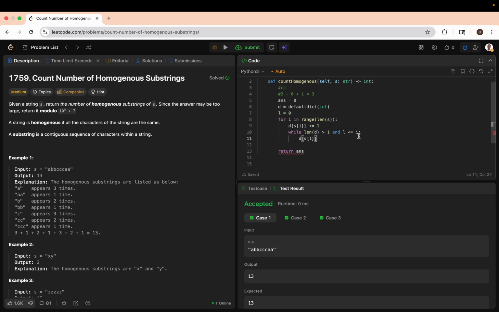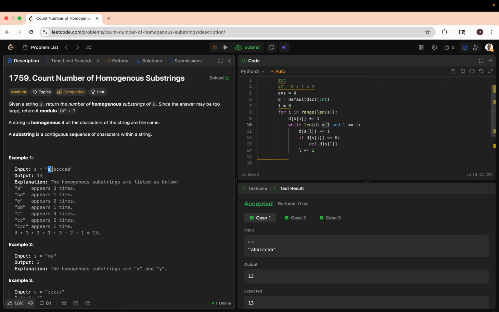So d of s of left minus equals 1. If d of s of left is equal to 0, then just delete it because the 0 frequency doesn't belong as a key in the map, and then increment left. And we're just going to keep shrinking. We're going to keep shrinking so there's duplicates until there are no duplicates, and then take the number of substrings and then keep increasing until there are duplicates again. And then we're going to do the same thing, shrink, shrink.